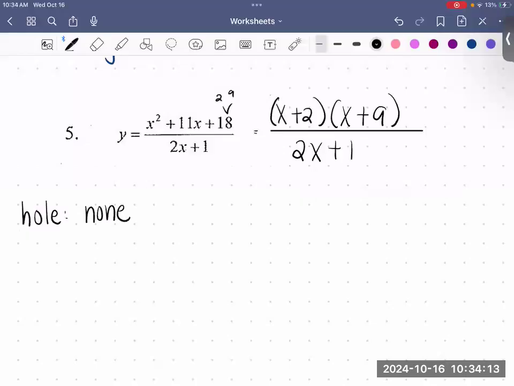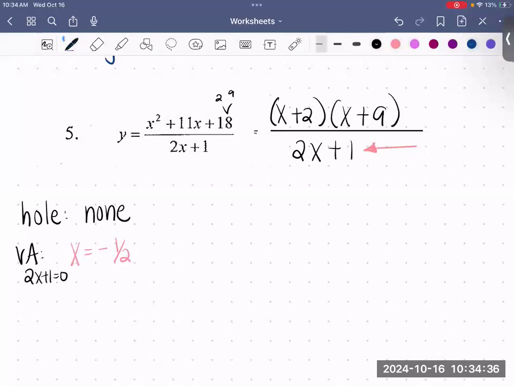We want to take a look at your vertical asymptote, if we have one, that is from the denominator, after it's been simplified. So in our case, your 2x plus 1 set equal to 0. We subtract the 1, divide by 2. So we have a vertical asymptote at x is equal to negative 1/2.